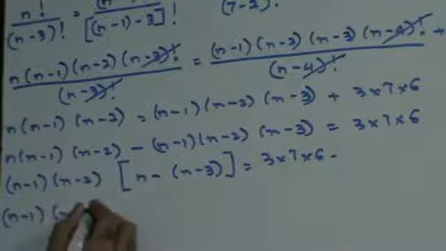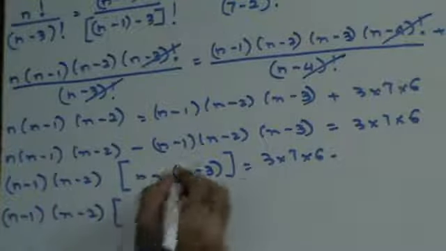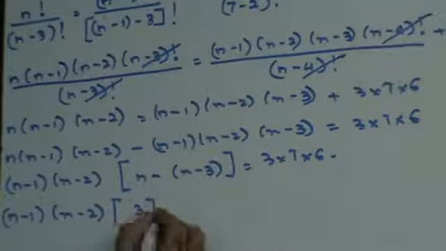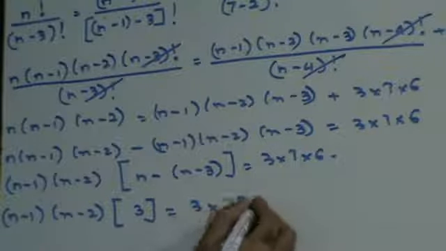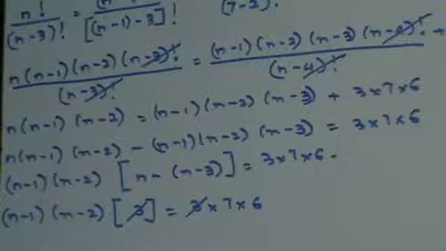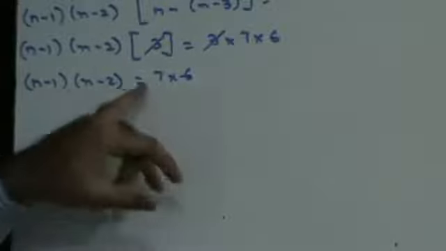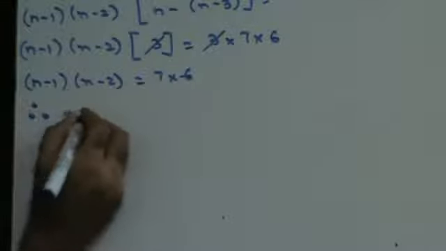N minus 1, n minus 2. N and n get cancelled, so 3 is equal to 3 into 7 into 6. 3 and 3 get cancelled. N minus 1, n minus 2 is 7 into 6. I have two terms here in descending order. I have two terms here in descending order. Hence, the first term should be equal to the first term. So, n minus 1 is equal to 7, n is equal to 8. Fine. Next, let's see another sum.